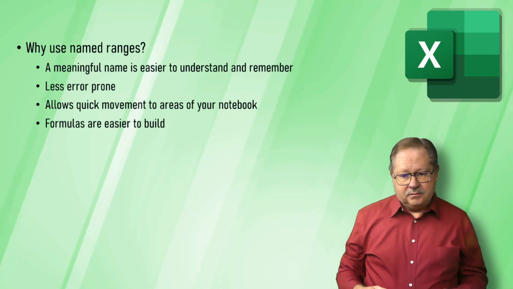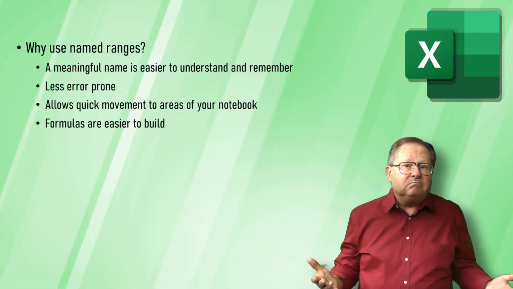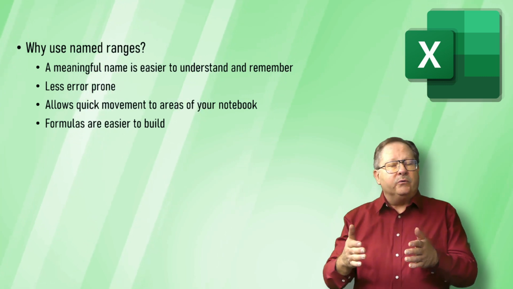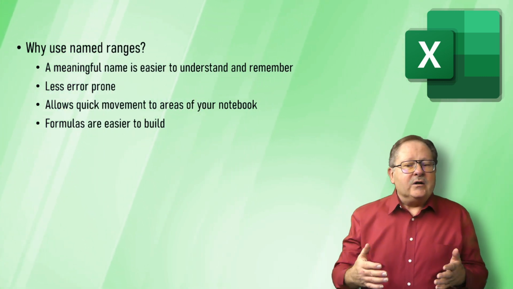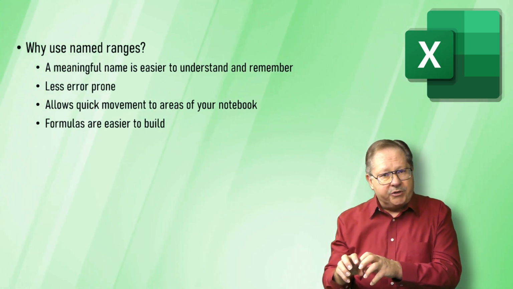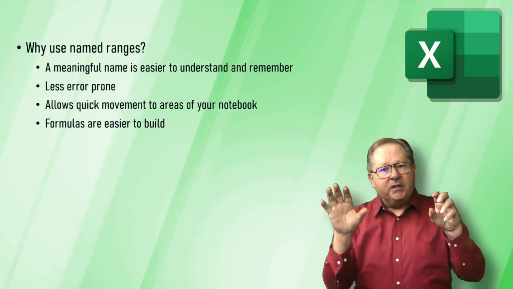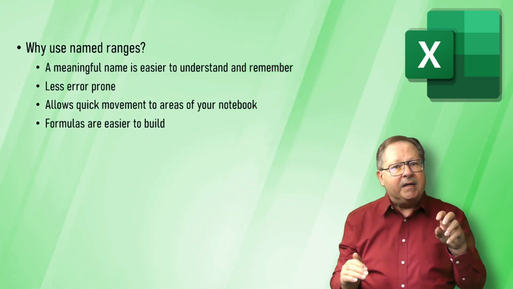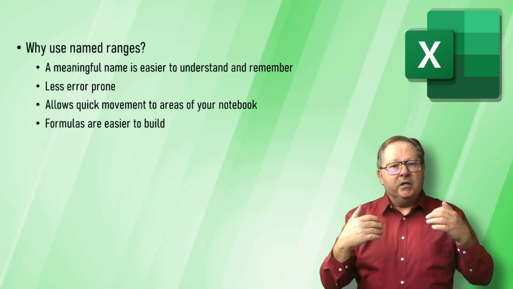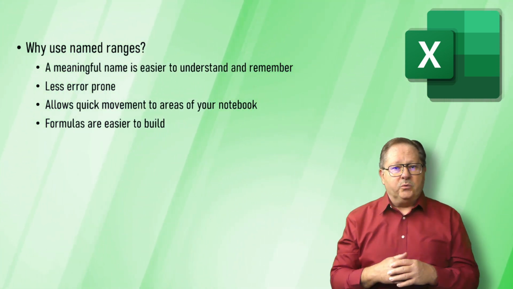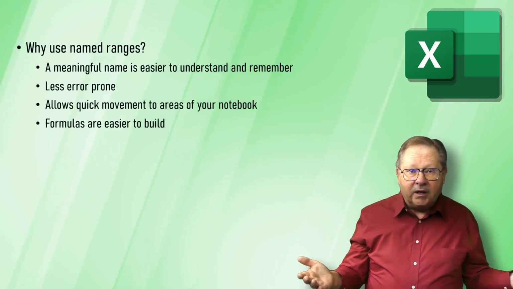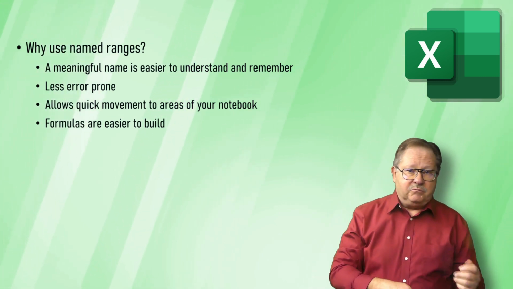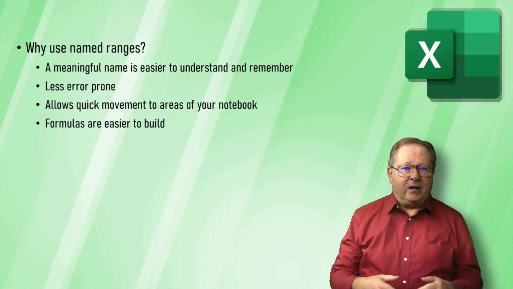Why use named ranges? The first reason would be a meaningful name is easier to understand and to remember. You have fewer errors when you're dealing with named ranges than you would if you were trying to remember this cell to this cell. And it allows quick movement from place to place within your spreadsheet. In other words, you can click on a named range and it quickly takes you to the place in the spreadsheet where that bit of data is that you're using for, let's say, a drop-down list or to fill information such as summing information within that particular range. And formulas are a whole lot easier to build when you've got the name of a range rather than simply a range that you've got to go duplicate and move from tab to tab potentially. Named ranges just make that whole process easier.